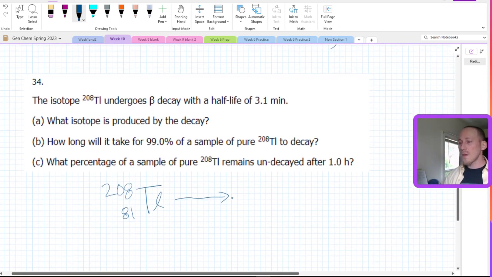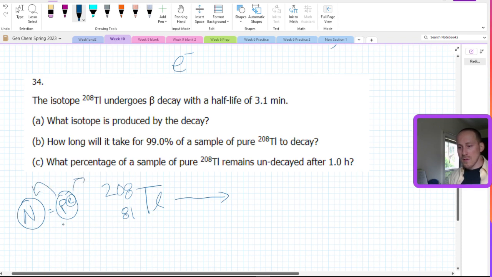So, beta decay is essentially when you lose an electron. And when you lose an electron, then one of these neutrons, which is secretly a proton with an electron on it, loses that electron, so your neutron becomes a proton. That drawing was terrible. Let me draw that better.